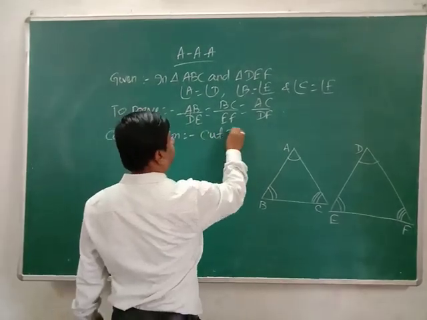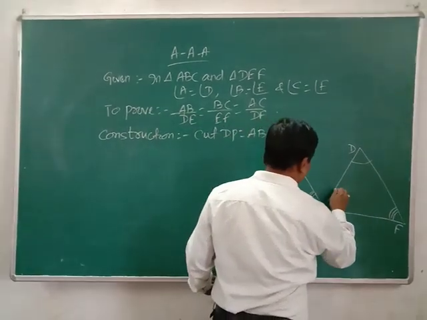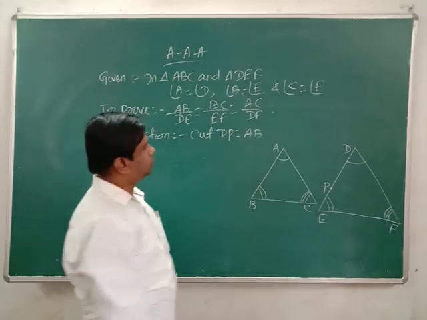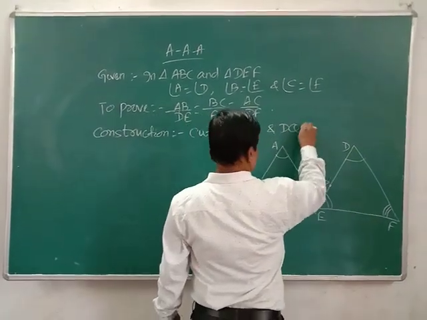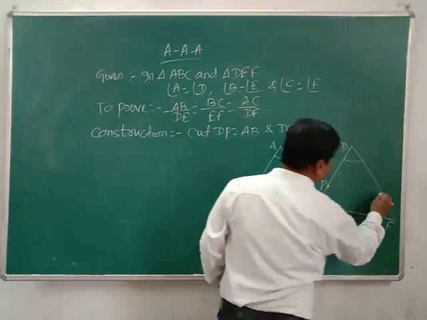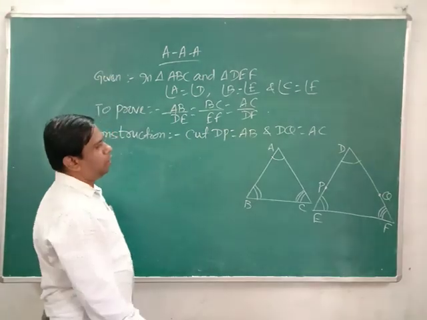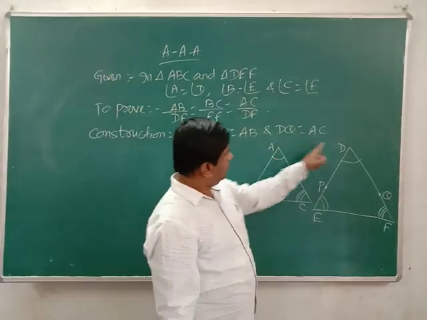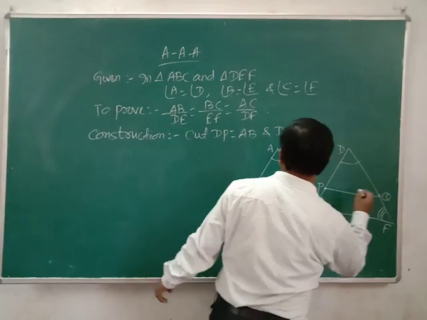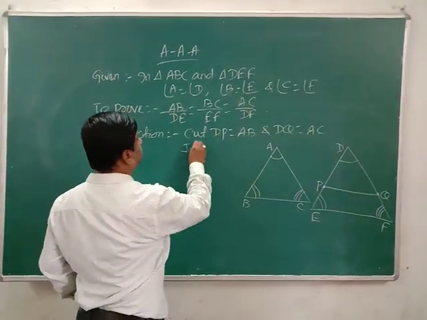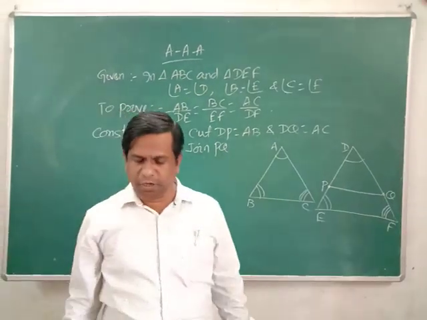Chord DP is equal to AB. That means let P be a point on DE such that AB is equal to DP, and take a point Q on DF such that DQ is equal to AC. Now you join PQ. Did you understand? Join PQ.